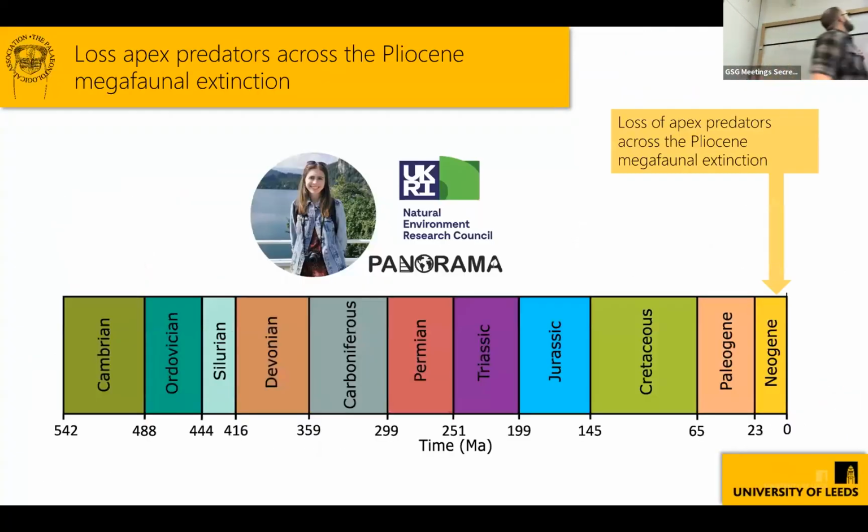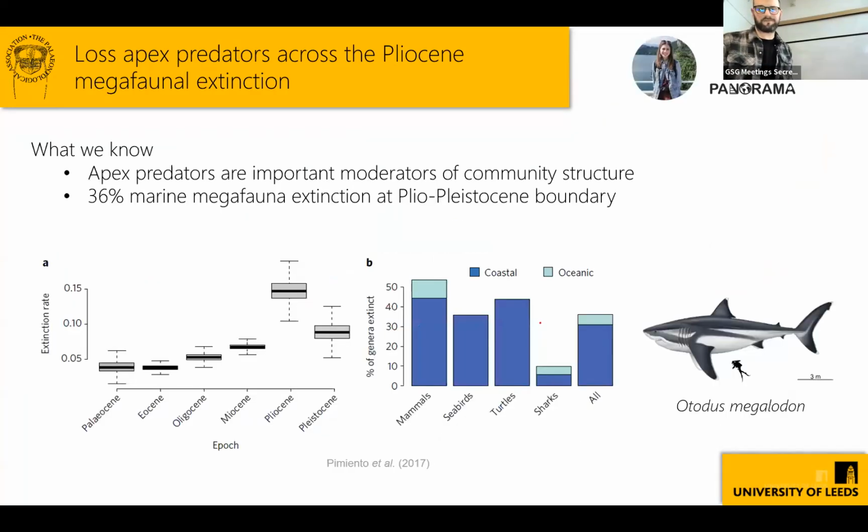So moving on to the final case study. We're almost at the present day, well into the Neogene. Just 2.5 million years ago, we're going to look at apex predators disappearing from the marine realm across the Pliocene megafaunal extinction. This is work by Amy Shipley, one of our Natural Environment Research Council PhD students.